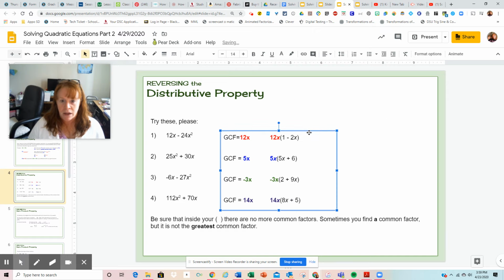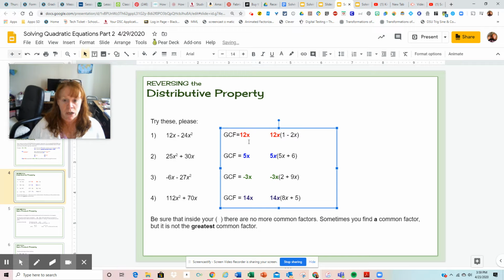There it is. Should be your answers for this work. So 12x, 5x, negative 3x, and 14x. So when I divide this by 12x, I get 1 minus 2x. I divide this by 5x, I get 5x plus 6. I divide this by negative 3x, and I get 2 plus 9x. And I divide this by 14, and I get 8x plus 5.